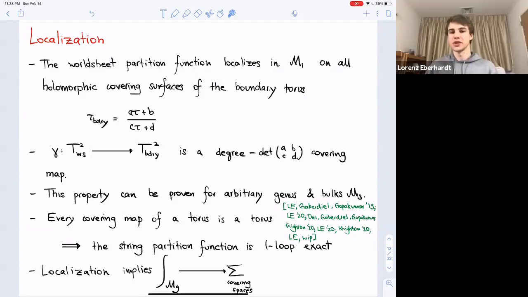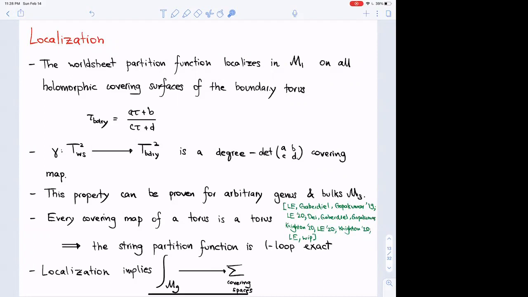There are two types of localizations. One is loop exactness, and this other one. And then I was mixing the two up probably. I thought the supersymmetry is a requirement for both of them.